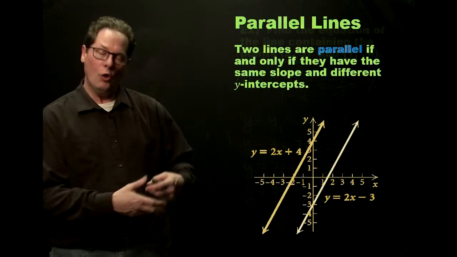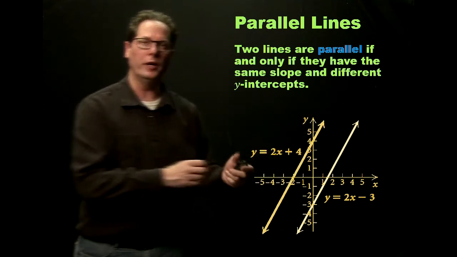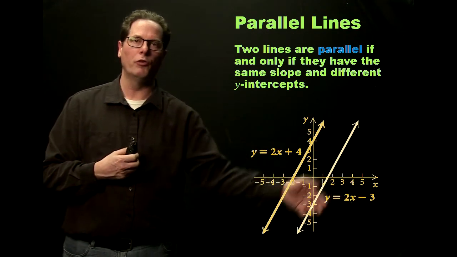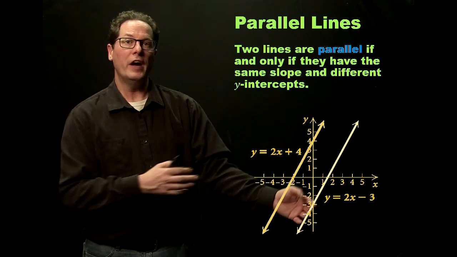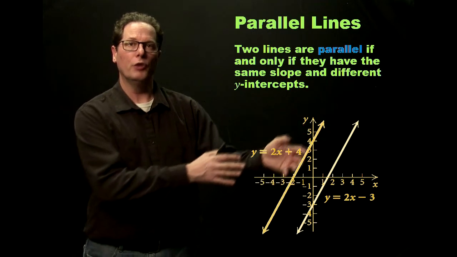Given a line, what is a parallel line that goes through a certain point? For instance, in this example right here, here's a line, 2x minus 3. It has a slope of 2 and a y-intercept of minus 3. Find a parallel line that actually goes through the point (0, 4). And here it is, 2x plus 4.